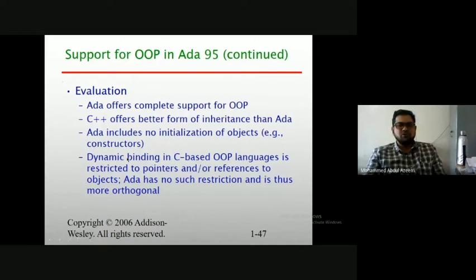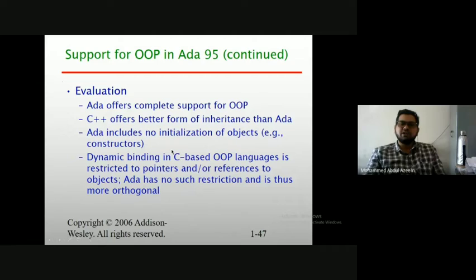If it's coming to the evaluation, Ada offers complete support for an object-oriented programming system. It's a completely object-oriented programming system, you can say very similar to Smalltalk or Java. C++ offers a better form of inheritance than Ada. Ada includes no initialization of objects like constructors. You don't have it. When you do not have the constructor, there is no implicit call of a constructor as well, right?